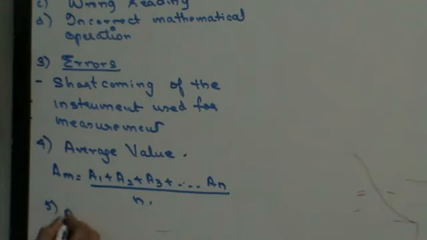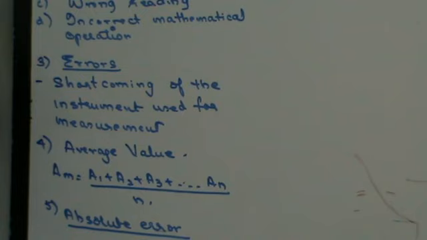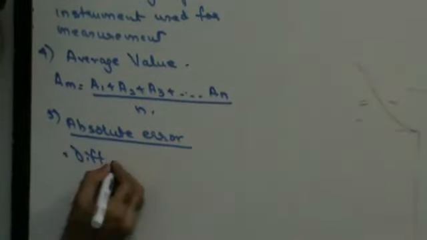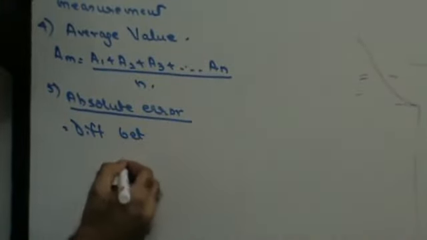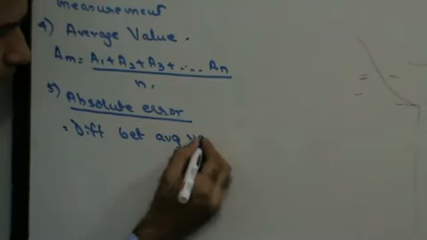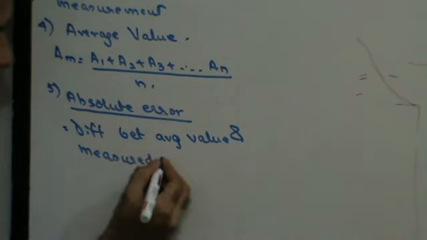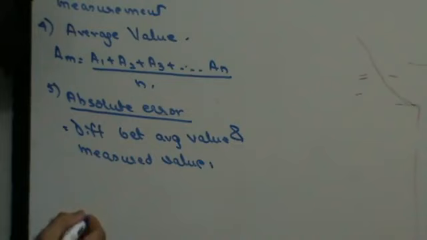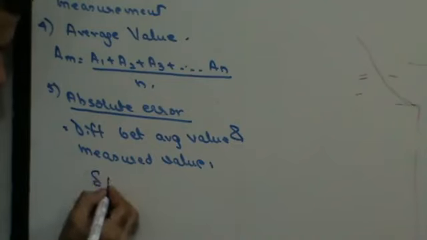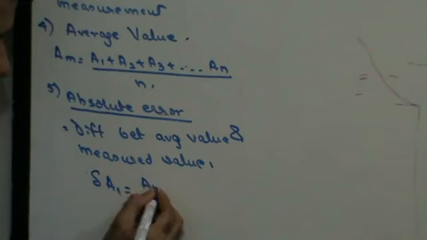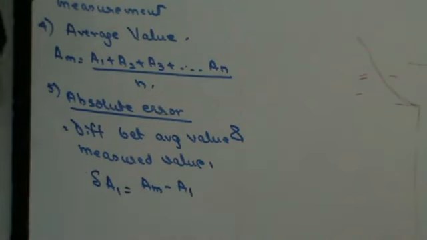Next, absolute error. What do we understand by absolute error? It is nothing but the difference between the average value and the measured value. Right? It is defined as the difference between average value and measured value. So thus I can say that absolute error is written as delta, is average value minus the measured value.